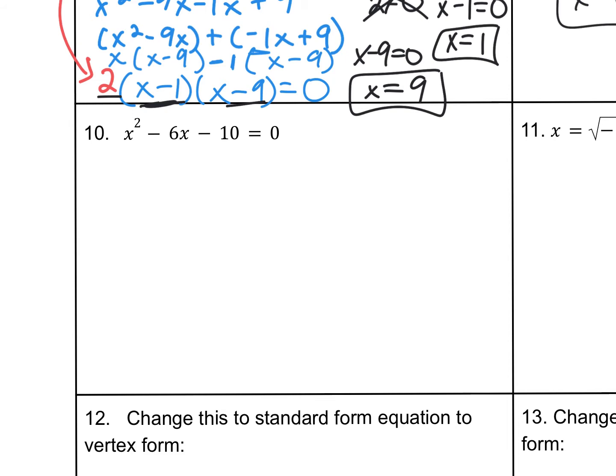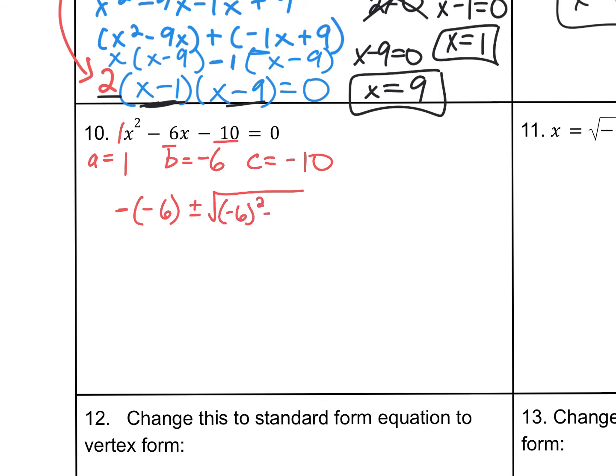Don't overcomplicate it. Just go ahead, tell what A is, tell what B is, tell what C is. So A is obviously the first number, that's 1. B is negative 6. C is negative 10. Okay, now I'm just plugging into the formula. So it's negative B, which means negative, and then my B, plus or minus the square root of B squared minus 4 times A times C, over 2 times A.